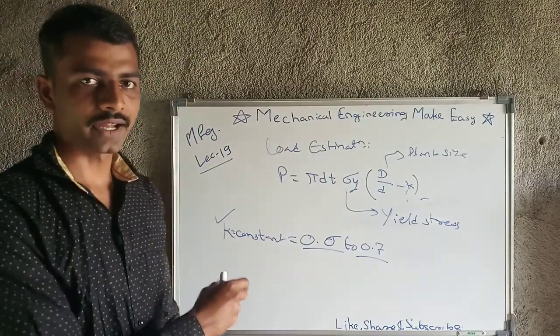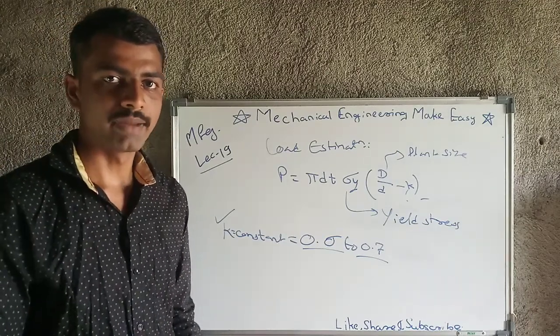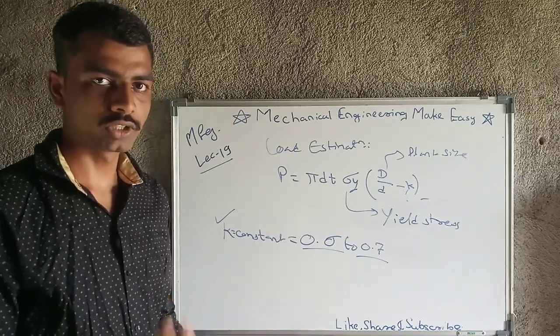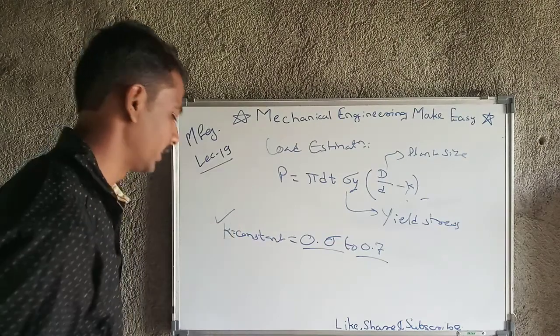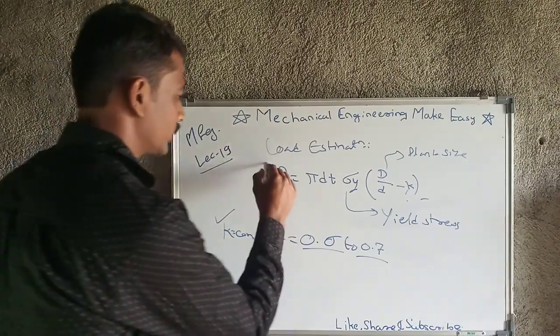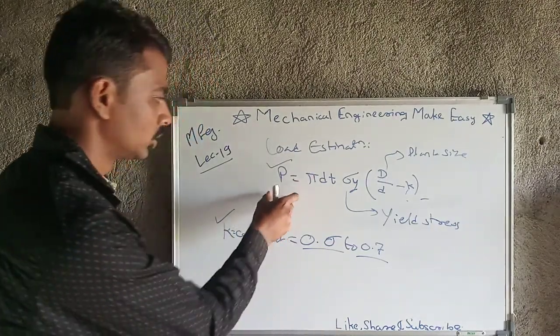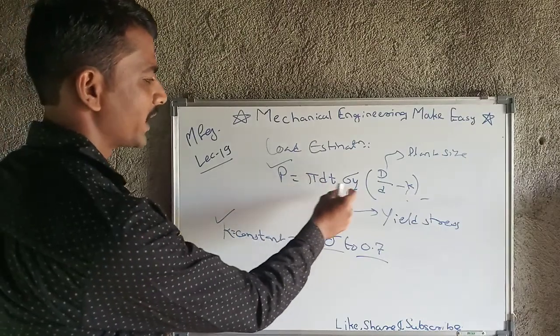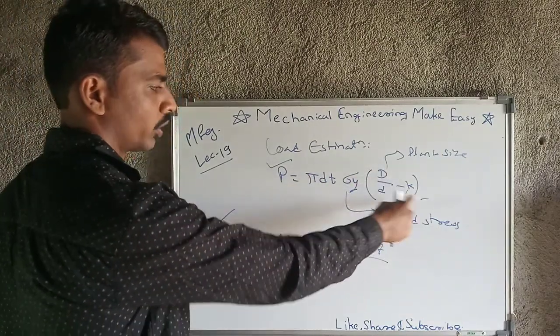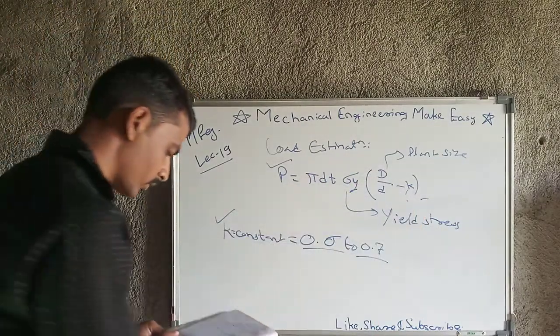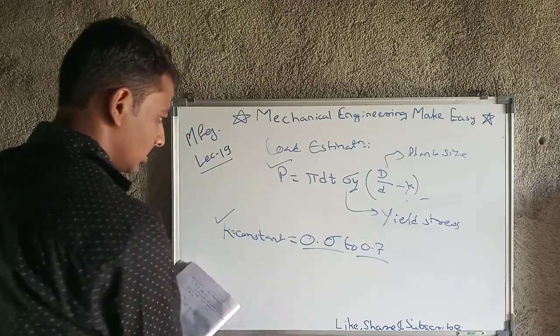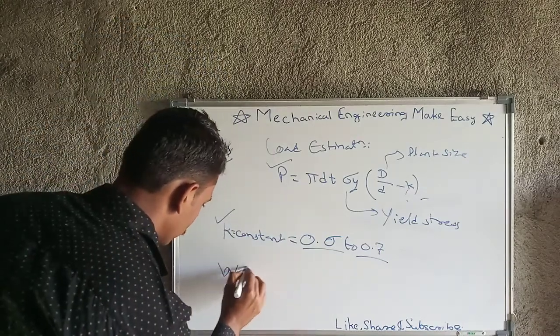We have taken this factor K because of friction, bending, and corner radius. Because of these three factors we have considered K. So note down this formula: the load is P = π d t σy (D/d − K). Then we will move towards another topic, that is work done.